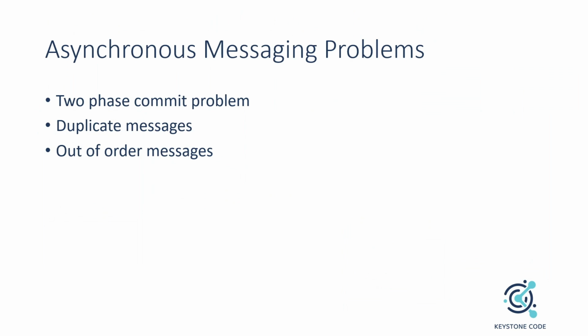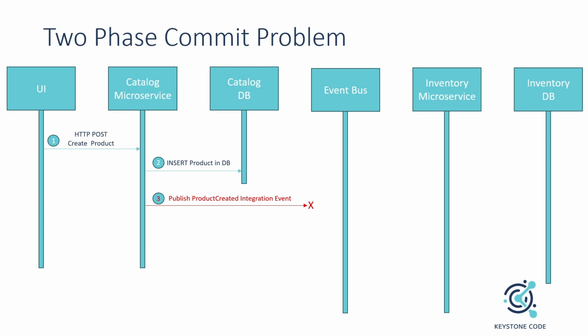There are 3 major problems that I want to talk about when it comes to asynchronous messaging, like what we just looked at. There's the 2-phase commit problem, duplicate messages, and out of order messages. And so let's start to dive into those a little bit. So what is the 2-phase commit problem? Well, let's say that, again, same diagram we just had up, but we get to step 3 and we publish our integration event and it fails. Like for some reason the event bus is down, or the network between the catalog microservice and the event bus has an outage of some kind, so we're just unable to publish our event.